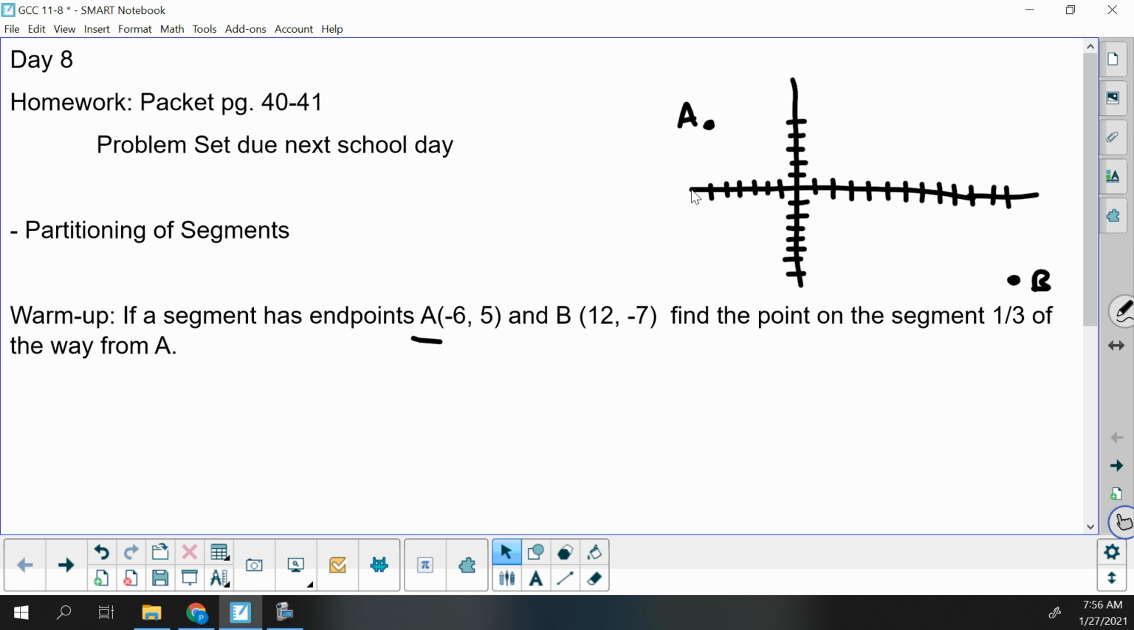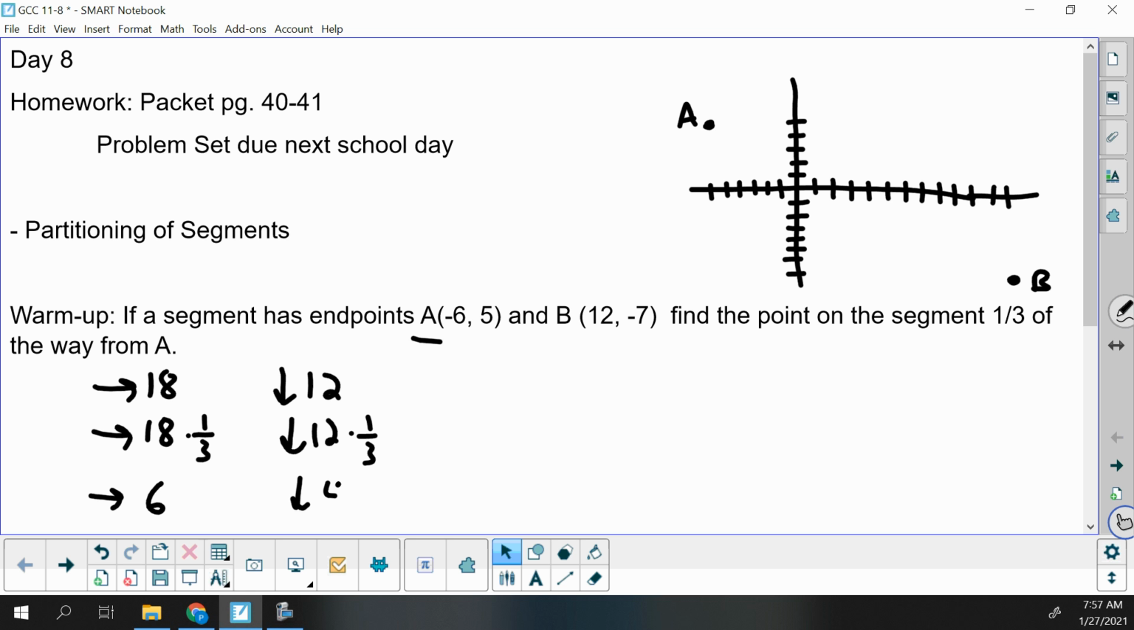As we go from -6 to 12 for the X values, we're going to be moving right 18. As we go from 5 to -7 for the Y values, we're going to be going down 12. So we'll do 18 times that 1/3 and 12 times that 1/3. 1/3 times 18 will give us 6. 1/3 times 12 will give us 4. So our X value of A started at -6. If we're going right, we are adding. So we're adding 6, so we get 0 for our X value.